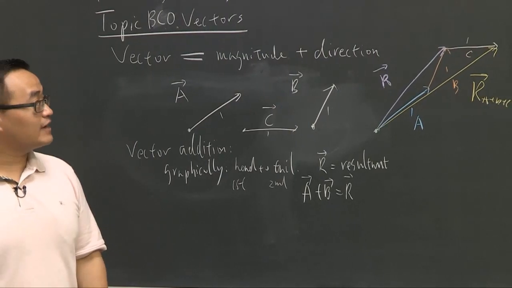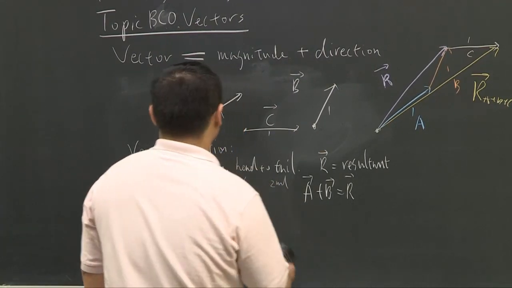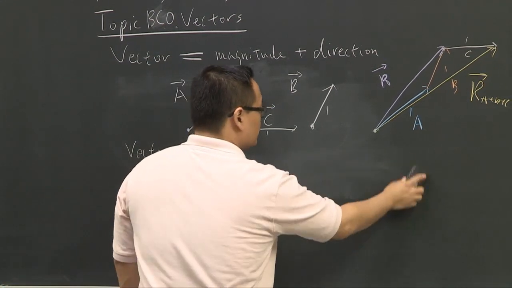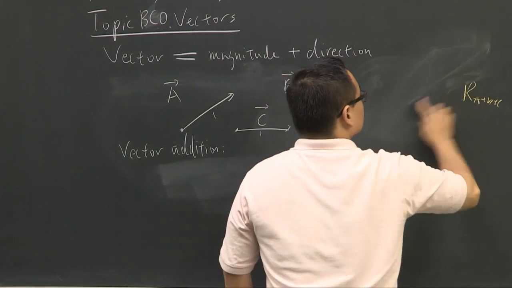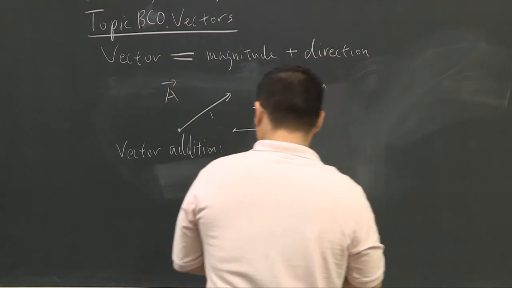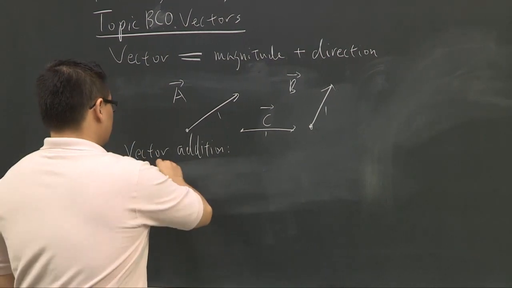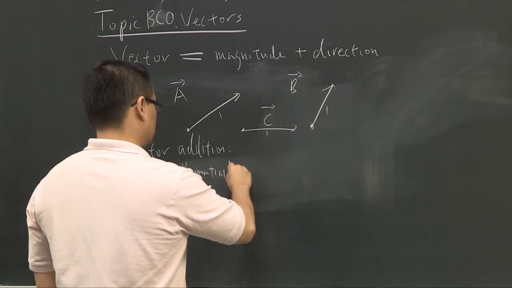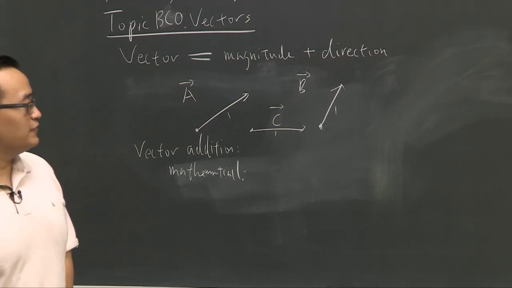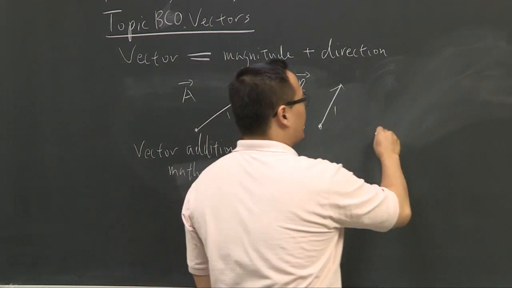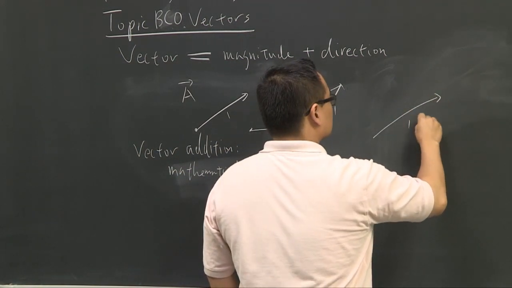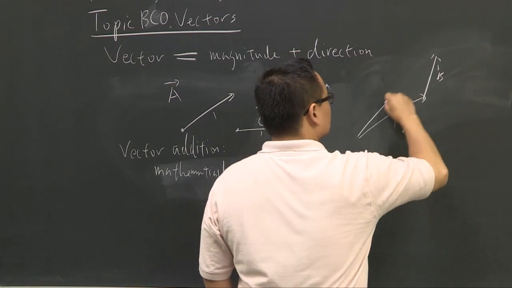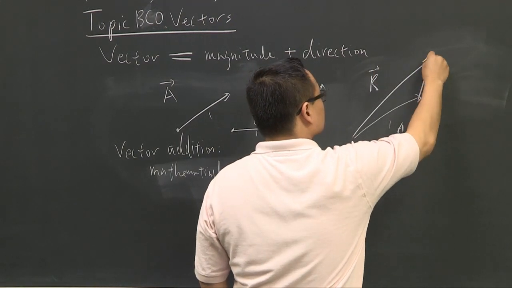So you say, okay, that's great. Mathematically, what do I need to do? So now that you know graphically, you simply need to do head to tail. Let's look at mathematically. Mathematically, there are a couple ways. If you think about it, what I just did: A and then B, and this is my resultant.